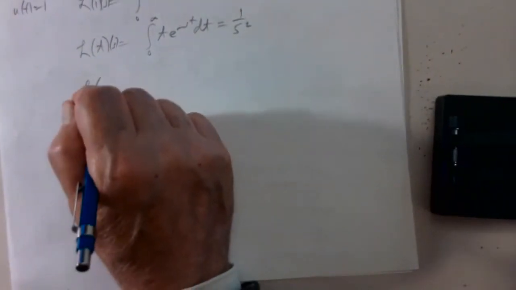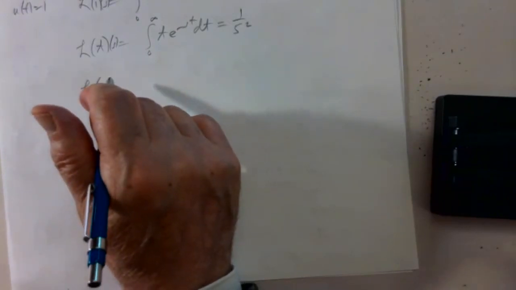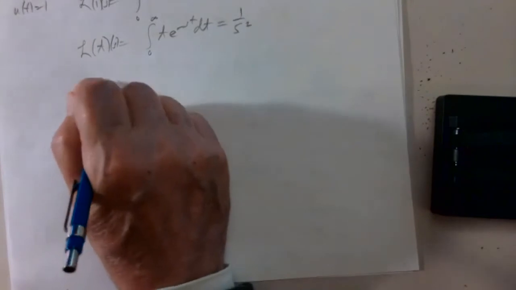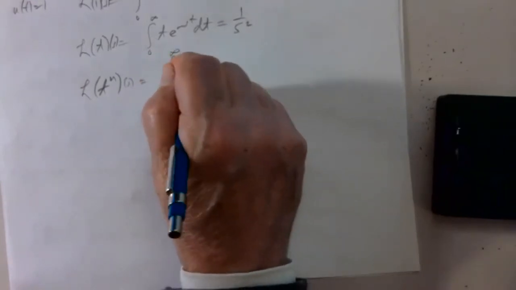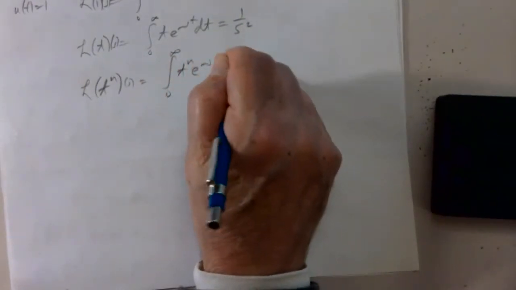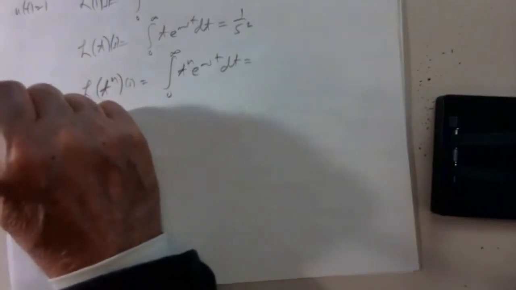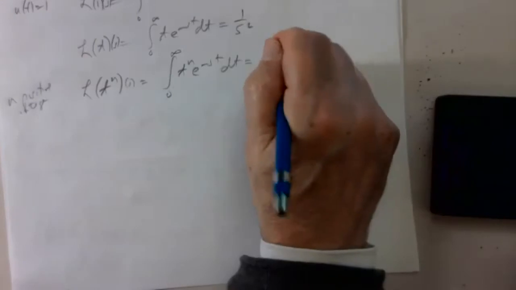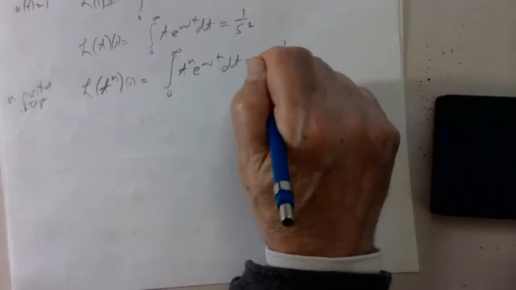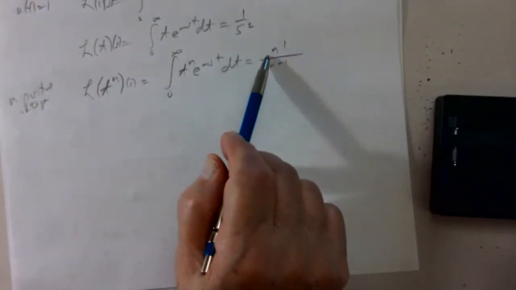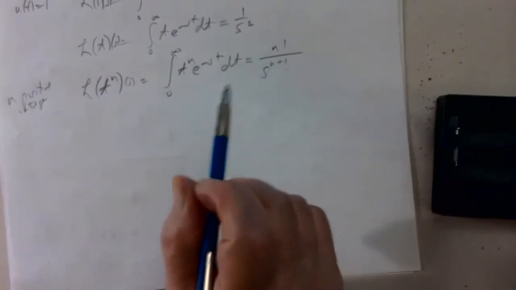Suppose I take the Laplace transform of the nth power of t. That's the integral from 0 to infinity of t to the n e to the minus st dt. Well, you can work that out. This is for n a positive integer. This is n factorial over s to the n plus 1. Notice if n equals 1, that's this case: 1 factorial is 1, and 1 plus 1 is 2.